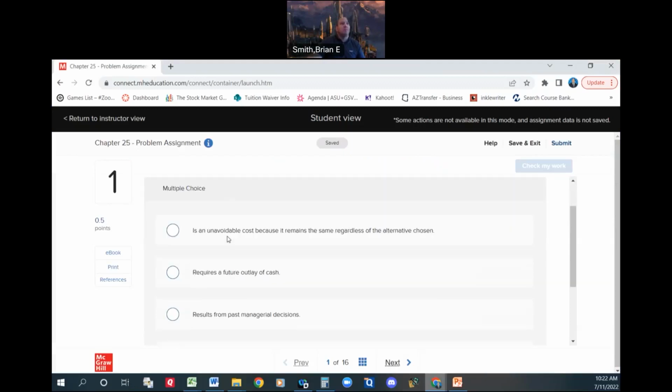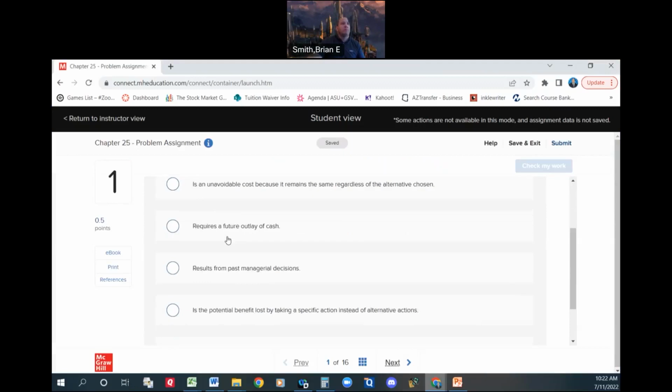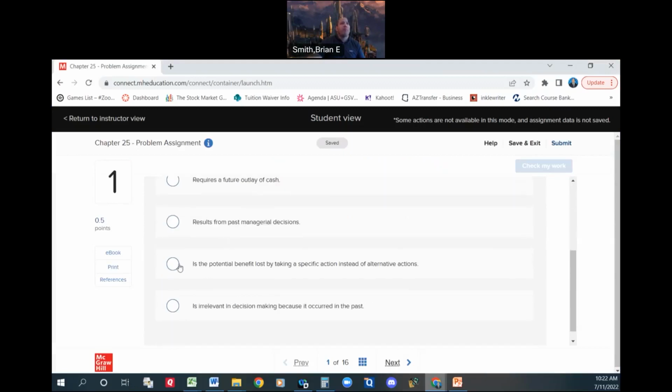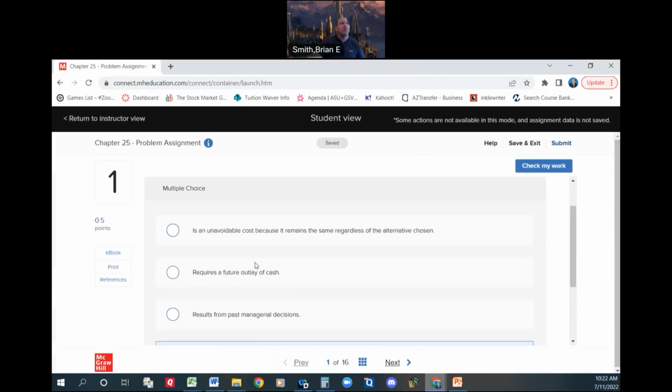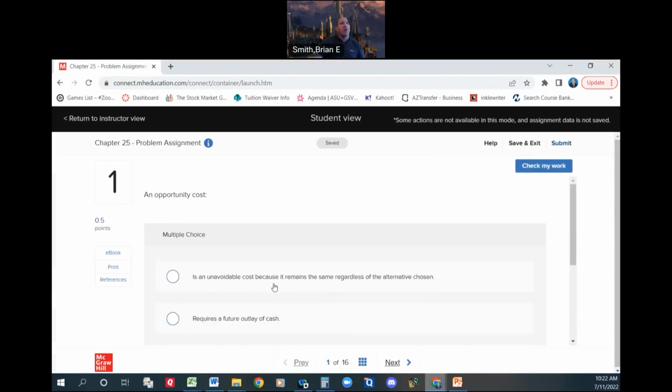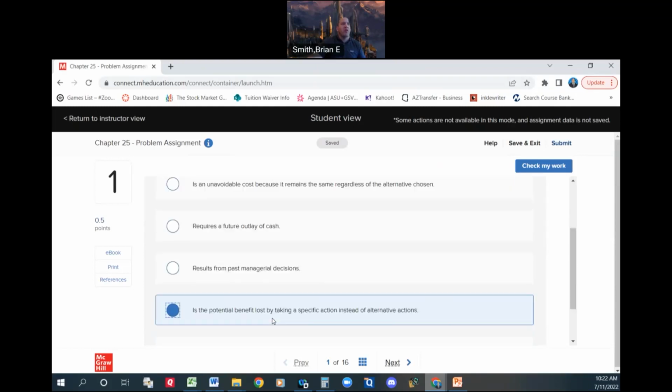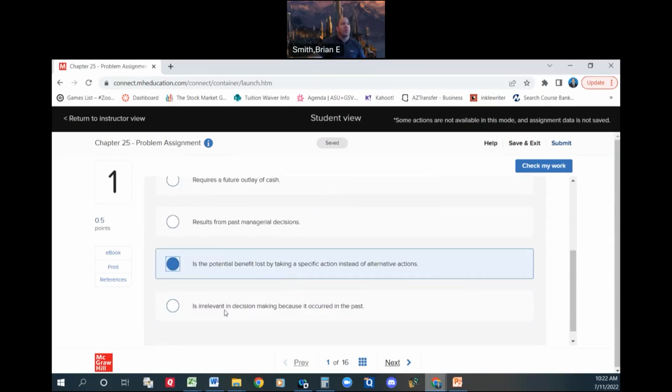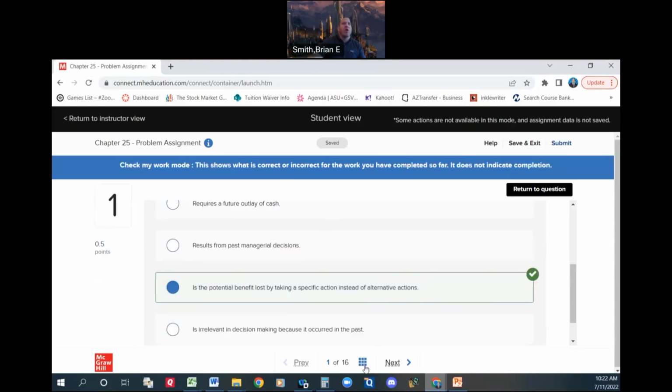Opportunity cost is potential benefit lost by taking a specific action instead of alternative actions. Is it an unavoidable cost because it remains the same regardless of alternative chosen? No. Requires a future outlay of cash? No. Past managerial decisions, it sounds like a sunk cost. Is it irrelevant to the decision? Nope. I'm just giving you guys one here. Yeah, there you go. All right.